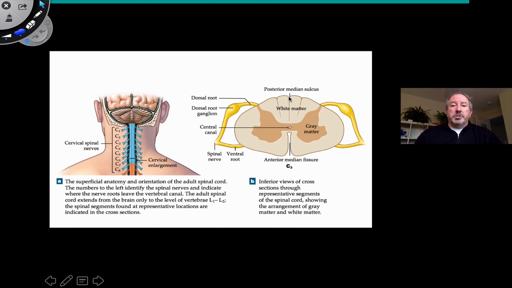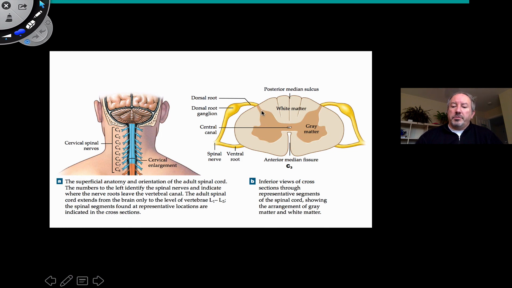Now, just to point out these particular areas, I mentioned before this is the posterior median sulcus, and here's the anterior median fissure. This area in the center is known as the central canal. That'll come up a little bit later in the video. It's surrounded by gray matter, and it contains cerebrospinal fluid, or CSF. This area again is the white matter. This is the gray matter, and it looks like butterflies and various horns, and I'll identify those a little bit later in the video.